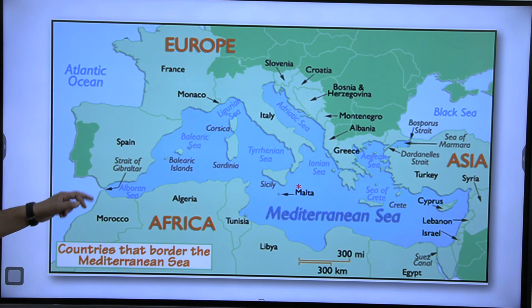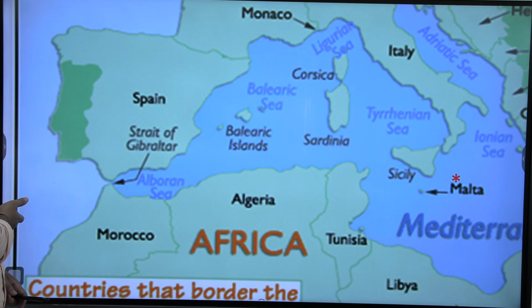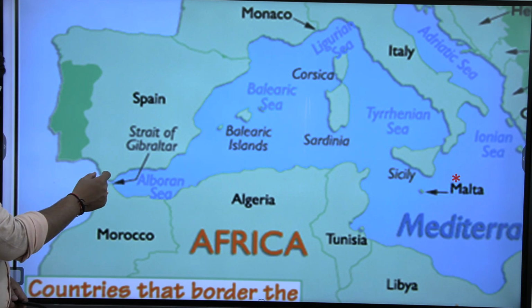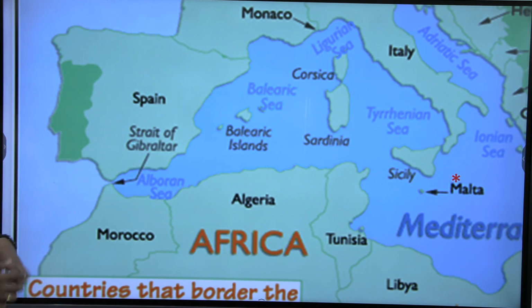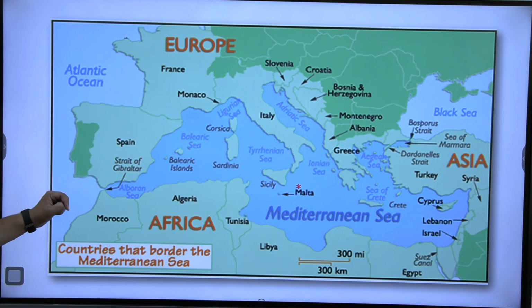Can you see the Strait of Gibraltar? Very narrow. The Strait of Gibraltar connects the Mediterranean Sea and the Atlantic Ocean. Between the Atlantic Ocean and the Mediterranean Sea, it is a very strategic point. There is an island called Gibraltar and it is under the control of the UK.